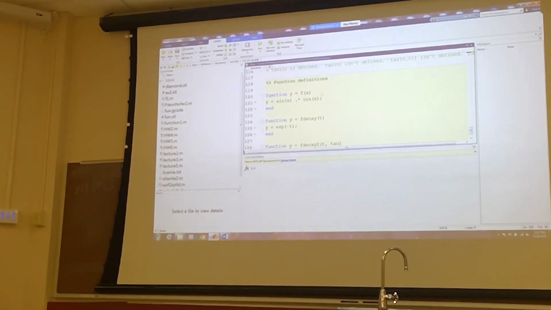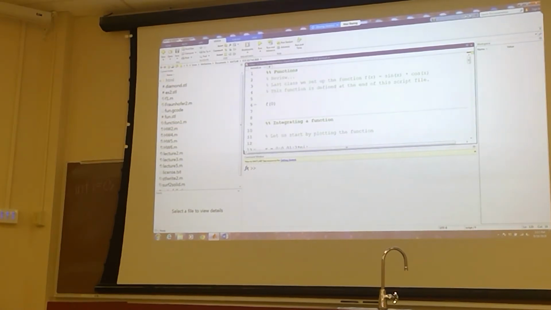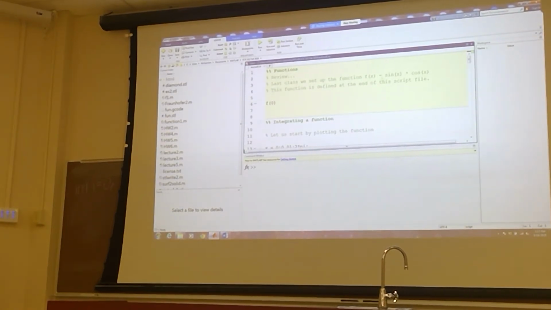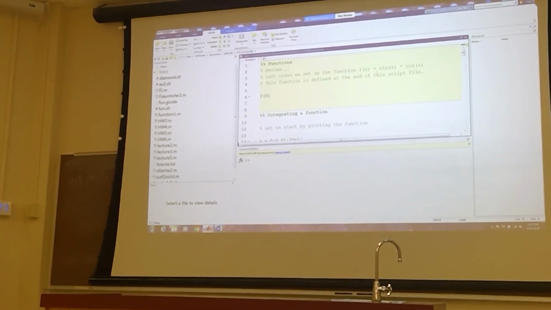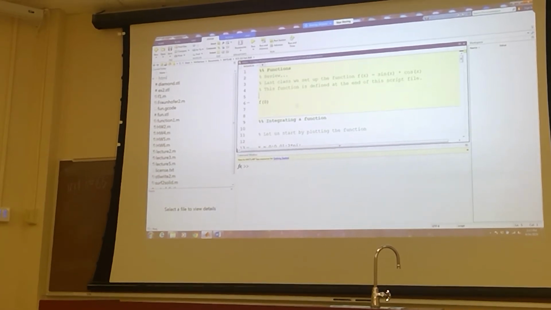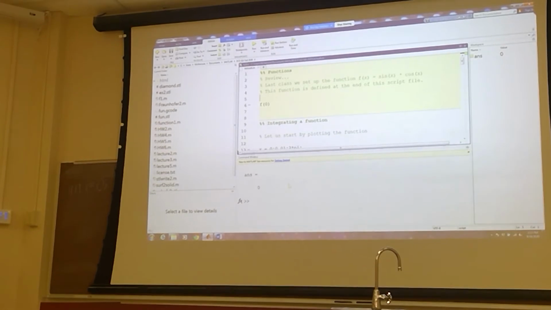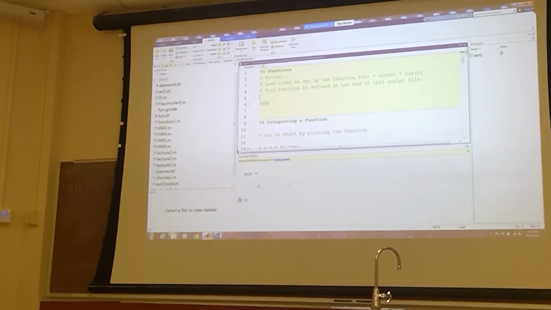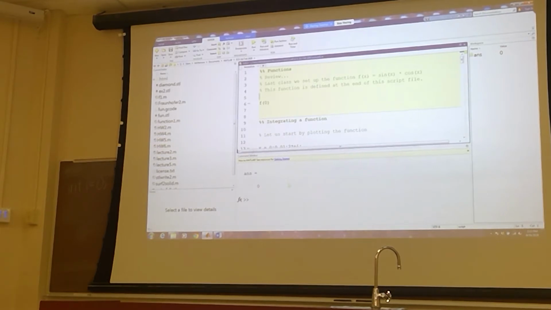Okay, so we have y is equal to f of x, and last class I did an example where we took sine x times cosine x. So let's do that as a quick review. If I execute this code right here, it finds sine of x times cosine x at x equal to 0. Sine of 0 is 0, cosine of 0 is 1, 0 times 1 is 0, and I get an answer of 0. Woohoo! Very nice.